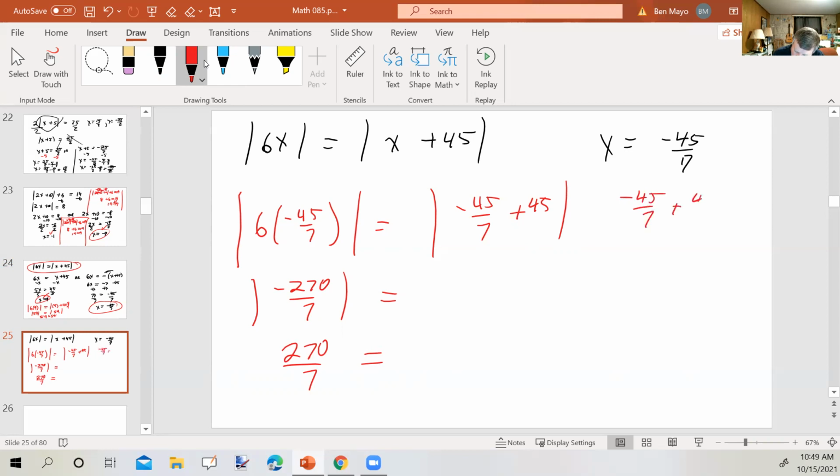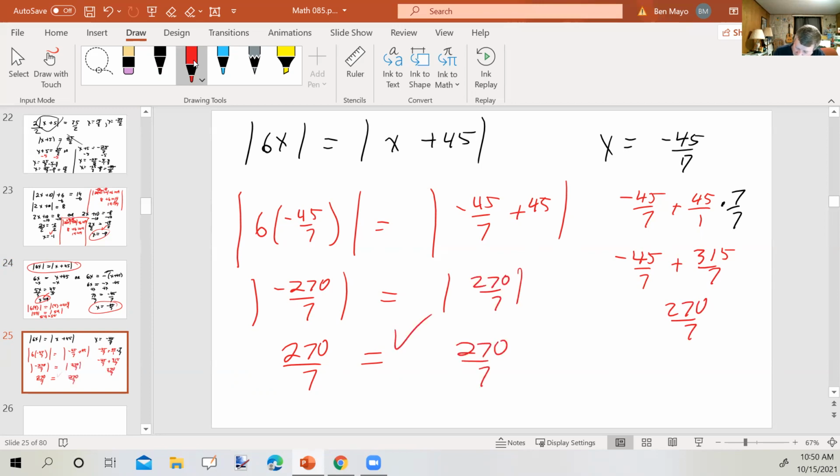On the right side, I've got to take -45 sevenths plus 45 over 1, which I would then multiply by 7 sevenths. So I get -45 sevenths plus, let's see, 45 times 7 is 280 plus 35, 315. So that's 315 sevenths. But -45 plus 315 would be 270 sevenths. So this equals the absolute value of 270 sevenths, and so it checks. Amazingly so.